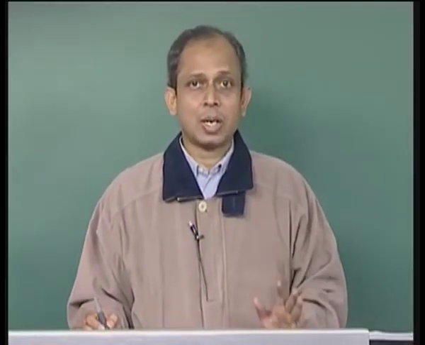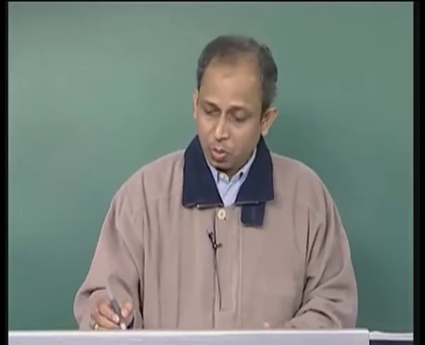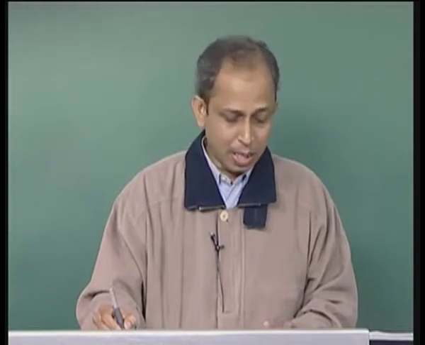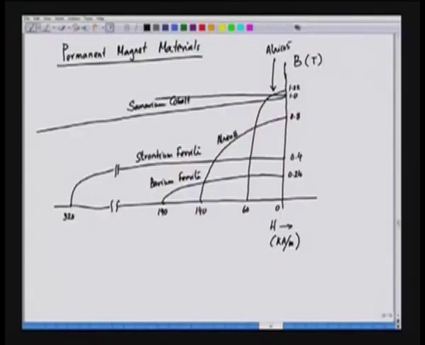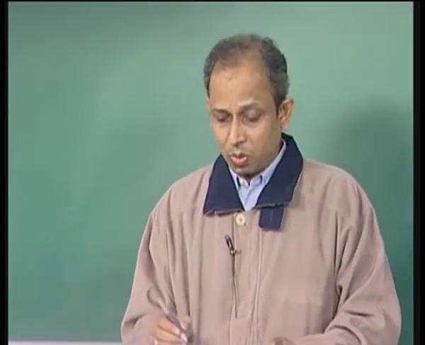We also have another class of material called neodymium iron boron. So, this particular graph is for neodymium iron boron, which is basically an alloy of neodymium, iron and boron. This is the best magnetic material we have, but this material also has some drawbacks. So, we will try to see that.